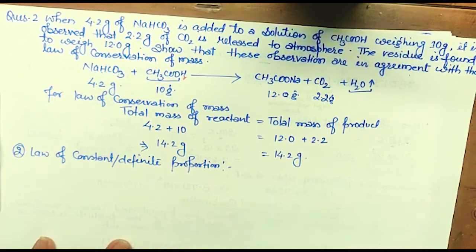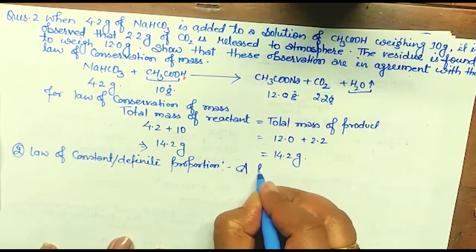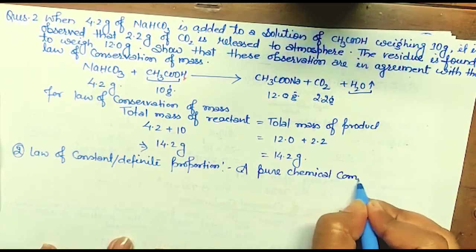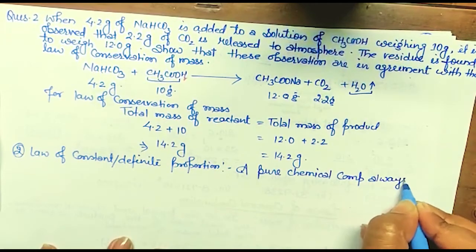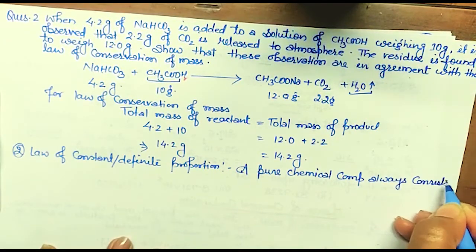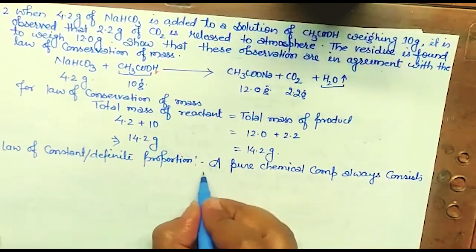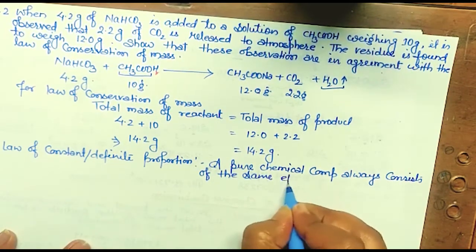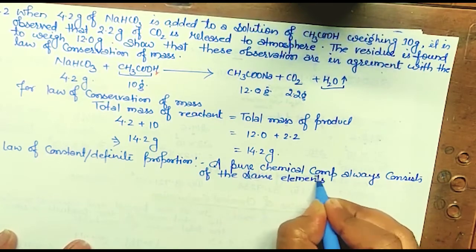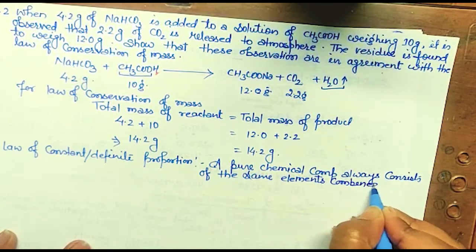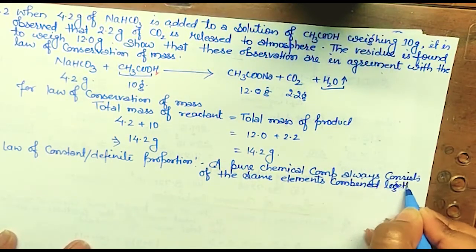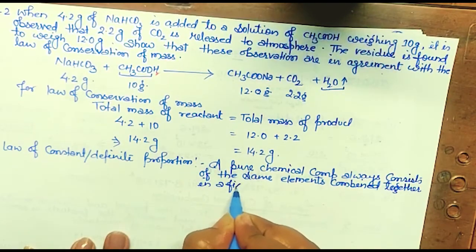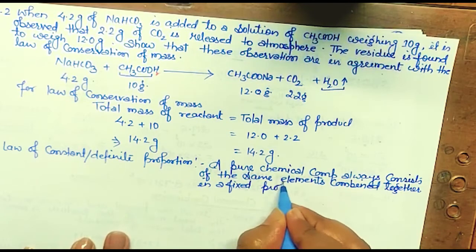Okay. It says that a pure chemical compound always consists of the same element combined together in a fixed proportion by weight.